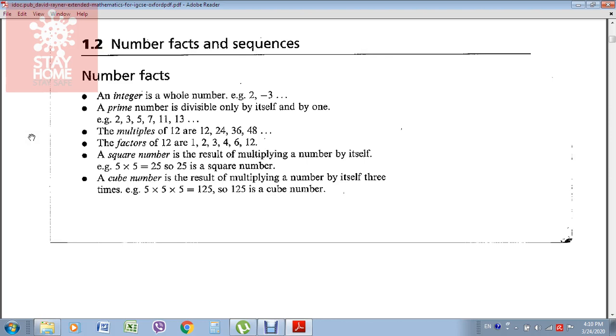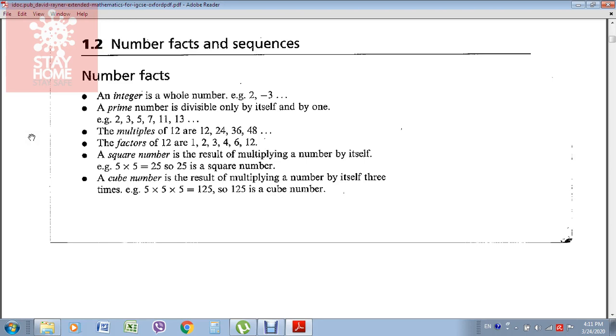The multiples of 12 are 12, 24, 36, 48. These are the multiples, like the tables. 2, 4, 6, 8; 3, 6, 9, 12, 15. Multiples of 4: 4, 8, 12, 16, 20, like this. These multiplication tables are the multiples of the numbers.